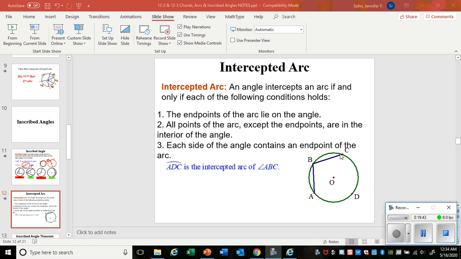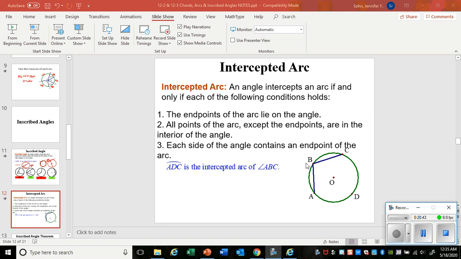So here, you see this right here, ADC. It is the intercepted arc of angle ABC. They're together like this. So here, you see this angle ABC. This is an inscribed angle. And the endpoints of the arc right here lie on the angle. The endpoints of the angle are meeting right here. And all points of the arc here, except the endpoints, are in the interior of the angle. And each side of the angle contains an endpoint of the arc right here.